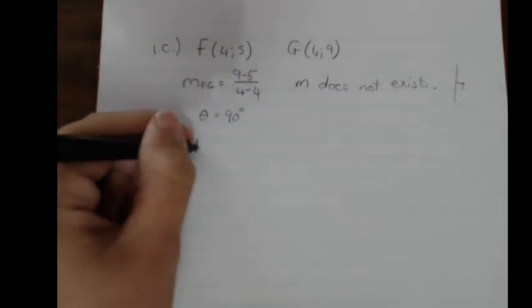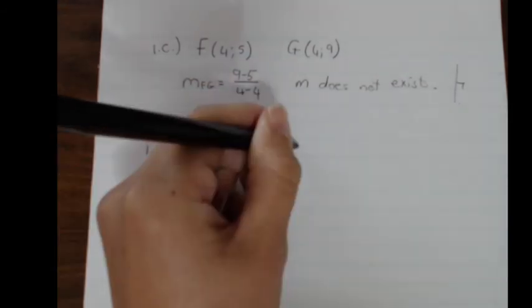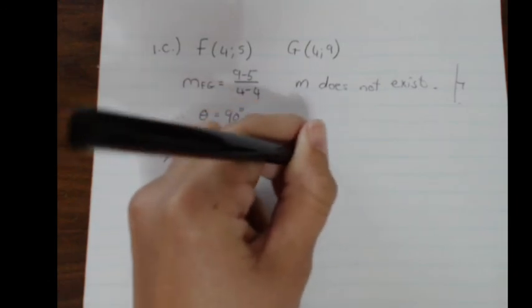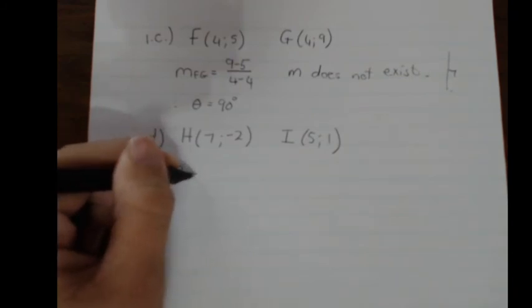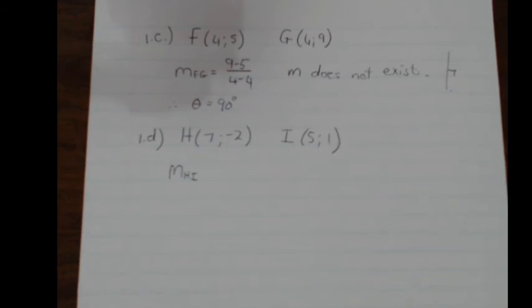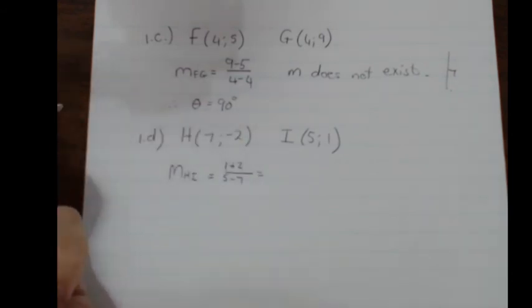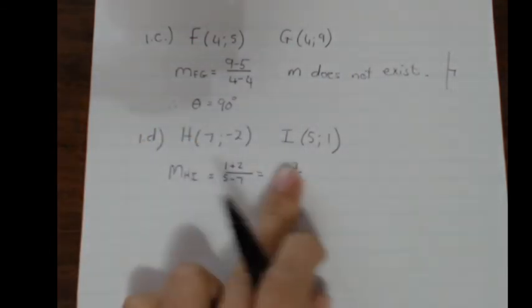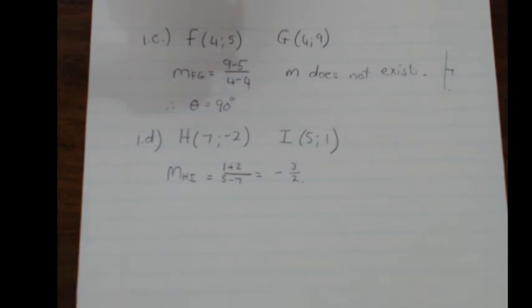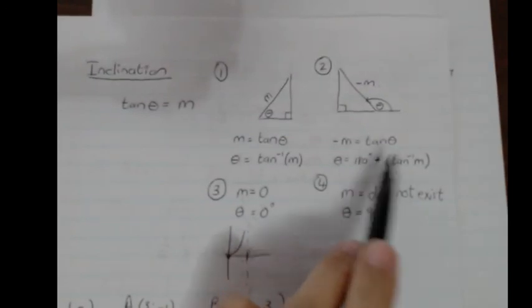1D is the gradient between H, which is at 7, -2, and I, which is at 5, 1. And when I work out the gradient of HI, I've got difference in y over difference in x, and this is negative 3 over 2. Negative gradient, so this is case 2, where I have a negative gradient. I'm going to remember to add 180 to my angle.